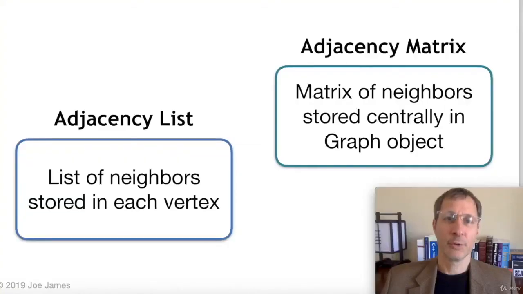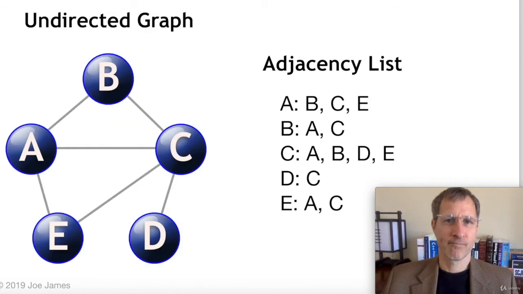So in this section, we're going to cover the 2 most common ways to implement graphs, which is using an adjacency list and an adjacency matrix. An adjacency list stores a list of neighbors for each vertex in the vertex itself. An adjacency matrix stores a 2D array of all the connections between the vertices in the graph object.